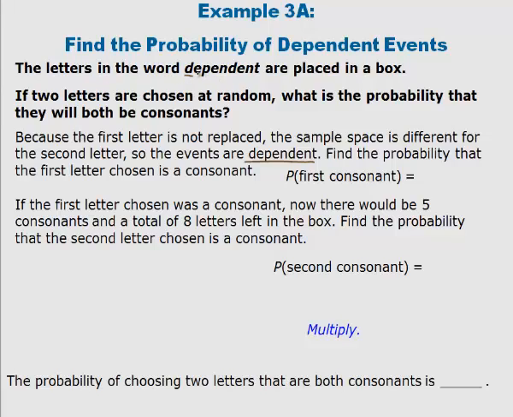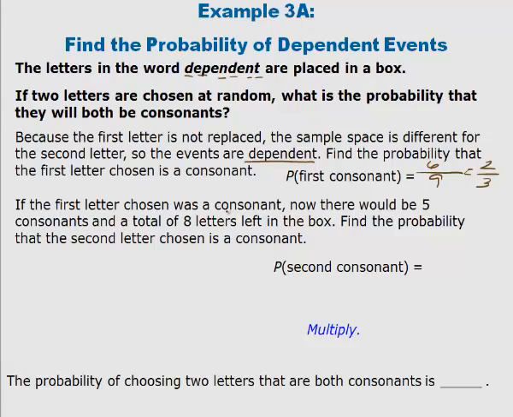Well, we have 1 consonant, 2, 3, 4, 5, 6 consonants. So our wanted is 6 over our possible: 1, 2, 3, 4, 5, 6, 7, 8, 9 letters. So that equals 2/3. Yes, even in this, you want to reduce.